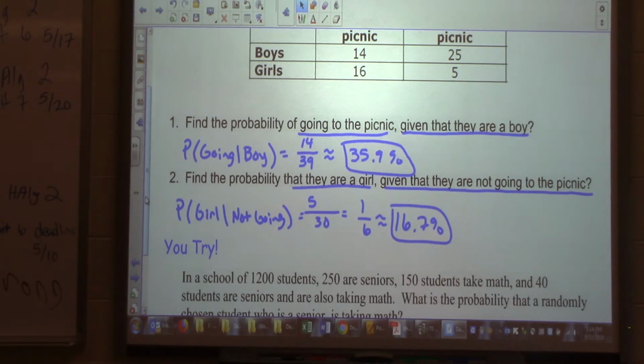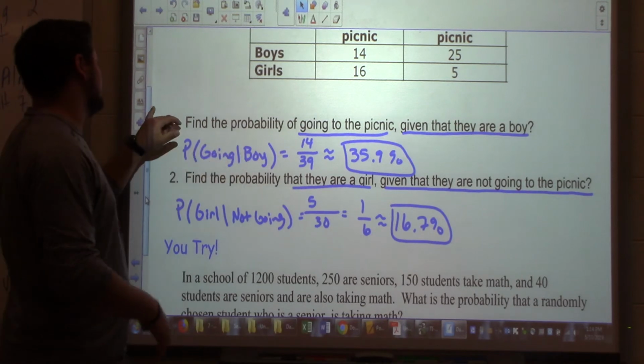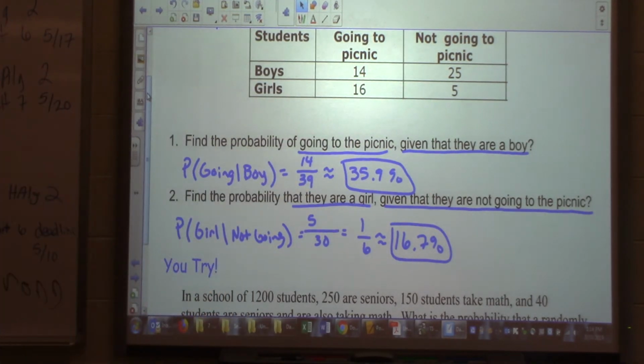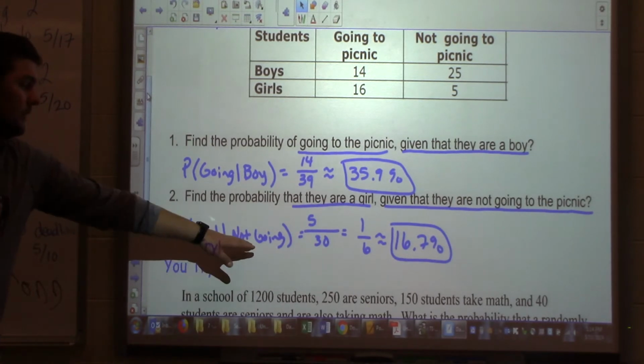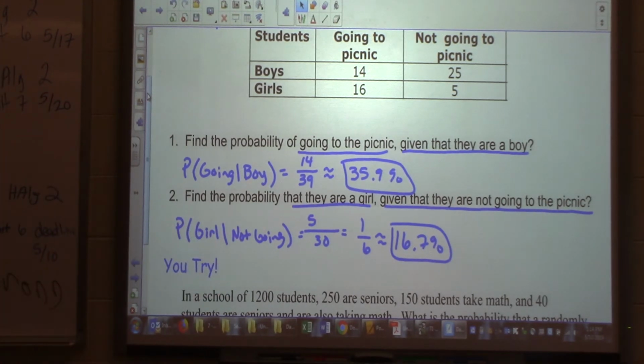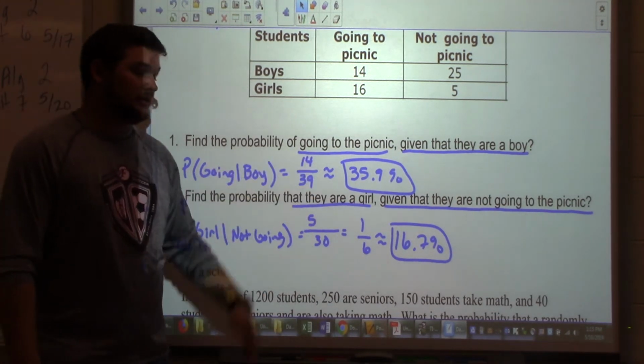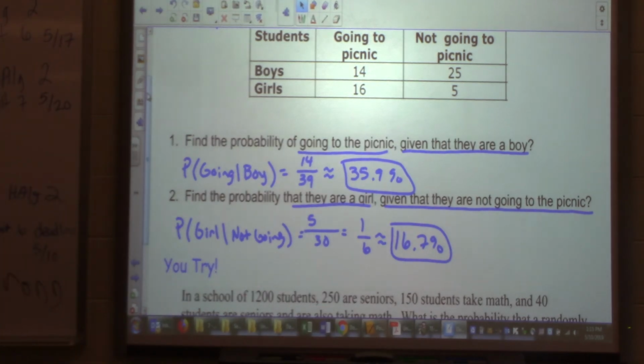That given part is your sample space. That's what you're working with. The total boys is my bottom number. That's the total people I'm looking at. People not going, that's my given, so that's the total people I'm looking at. There's 30 people not going. Then you figure out how many are girls, and that goes on top. Okay? That kind of makes sense? Are there any questions? No. Speak now, forever hold your peace.